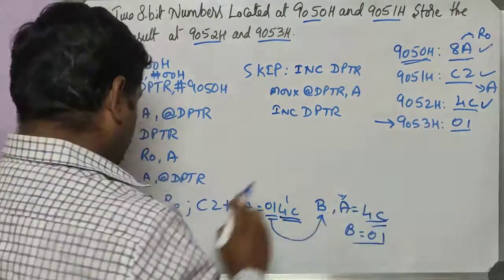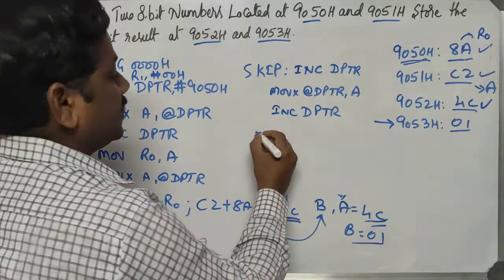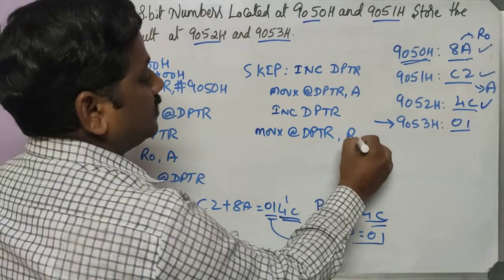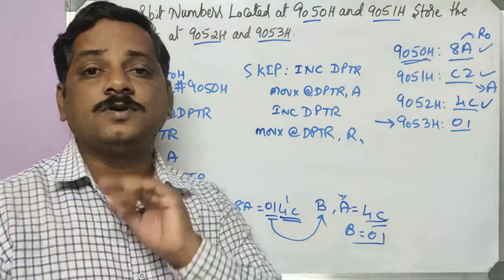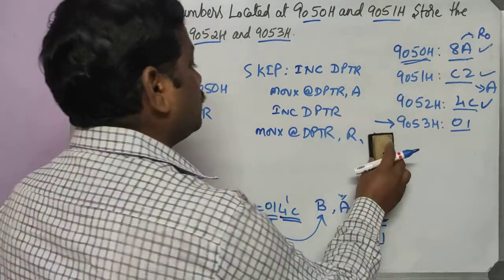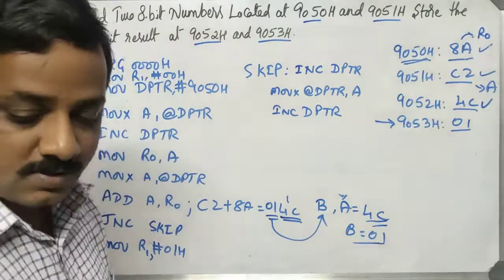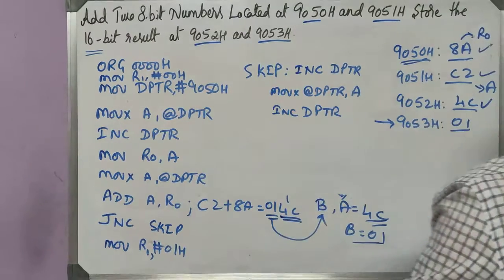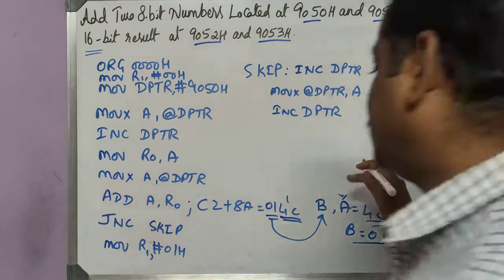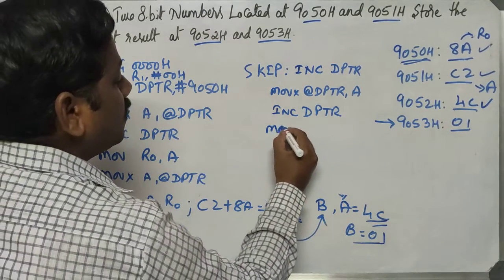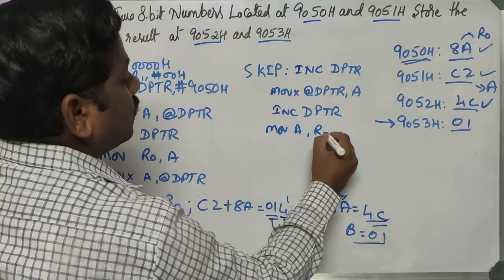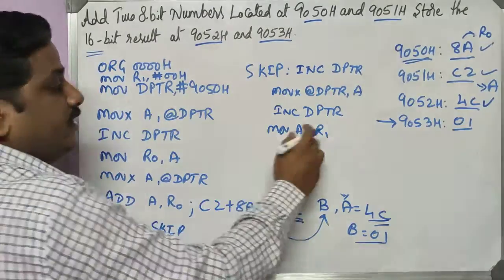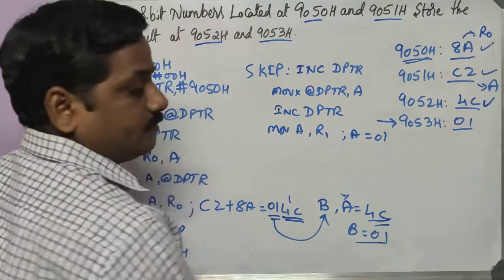Now here, I should put the value of R1. But I can't put it like this. I can't write MOVX @DPTR, R1. This is not possible. I can use only the accumulator to communicate with the DPTR. So what we need to do is put this value of R1 into the accumulator first. How to do that? MOV A, R1. Whatever value we have, 01 given to R1, that R1 will be given to A. So the accumulator will now have 01.